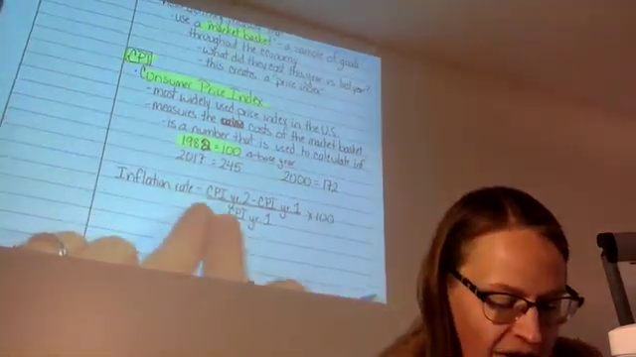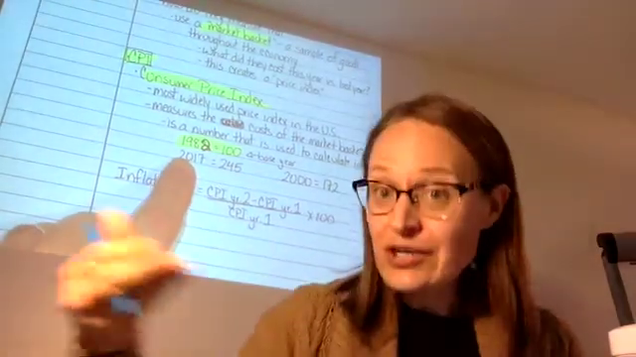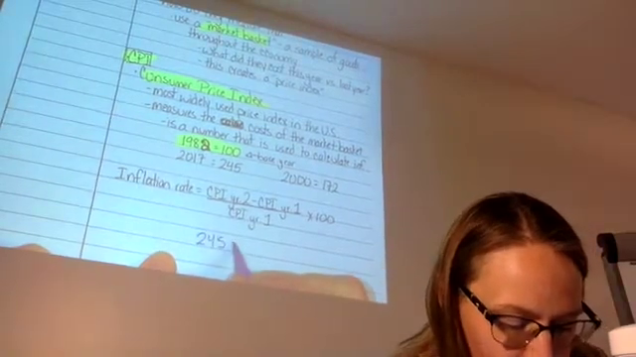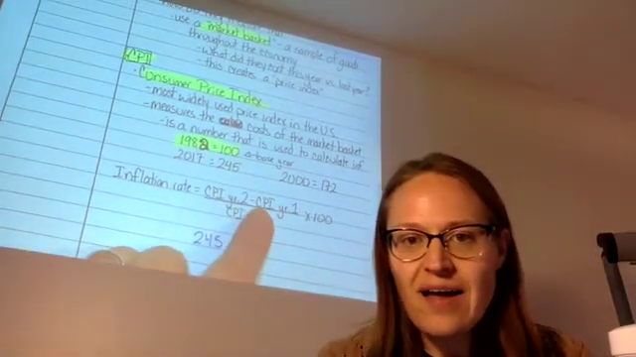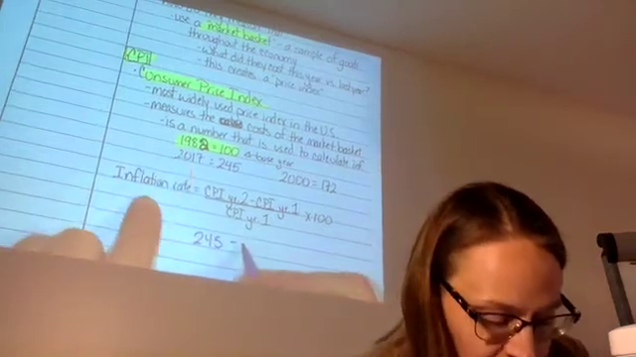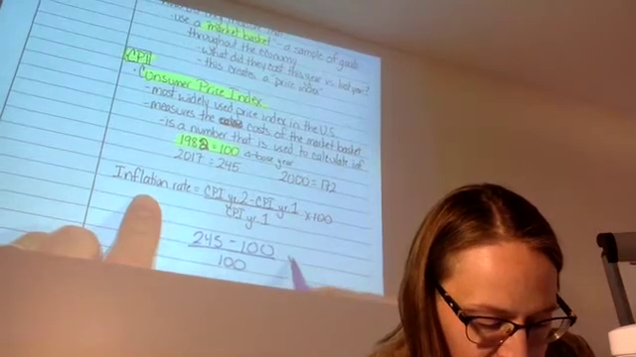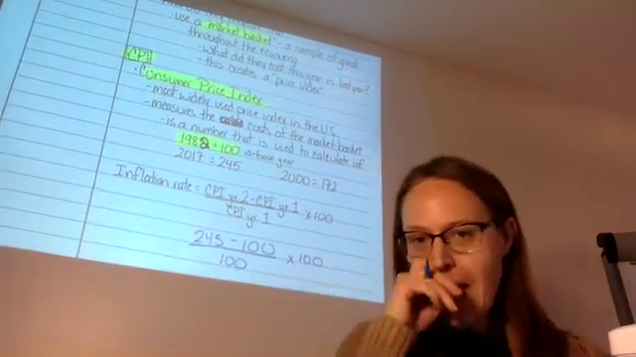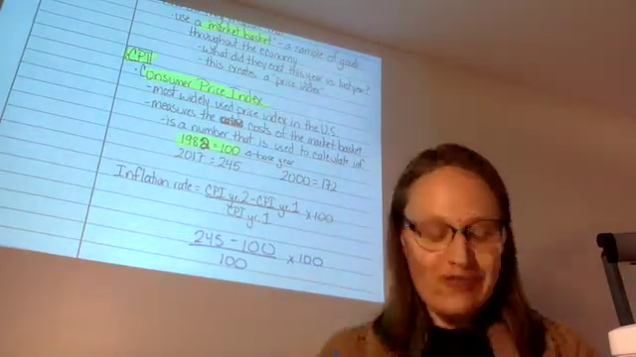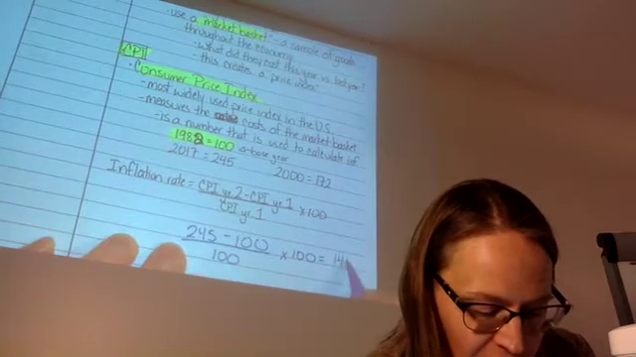So if we call 2017 year two, because it's the later year, you would go 245 minus the CPI of year one, which we'll use 1982, our base year, and then you divide it by 100, and then multiply it by 100. You get out your calculators and do the math, and you figure out that the answer is 145%.